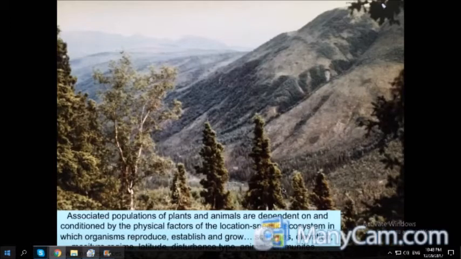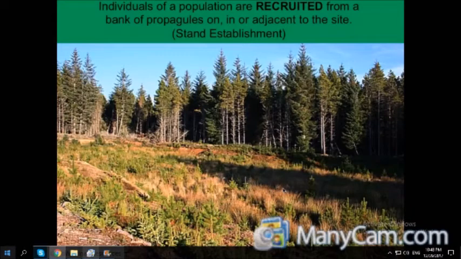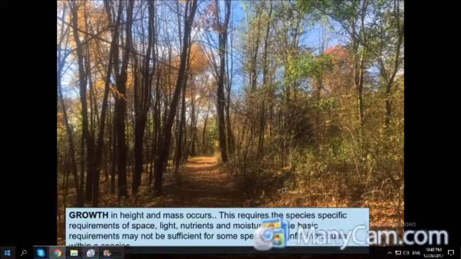Populations of plants and animals depend on or are conditioned by the physical factors of the site: soil types, elevation, moisture regime, latitude, disturbance type, animal communities. All affect the plants that actually can survive there. They are all recruited from a bank of propagules. They came from seeds from somewhere else, or from root pieces, or from budwood. Some other place supplied the propagules to colonize that site. Then those plants grow, and they require space, light, nutrients, moisture.